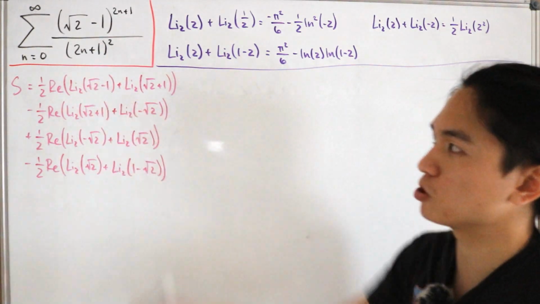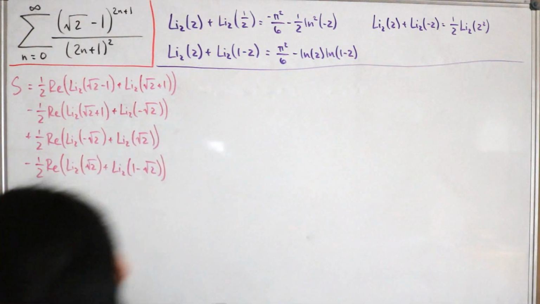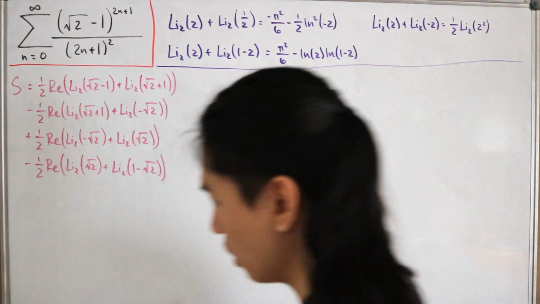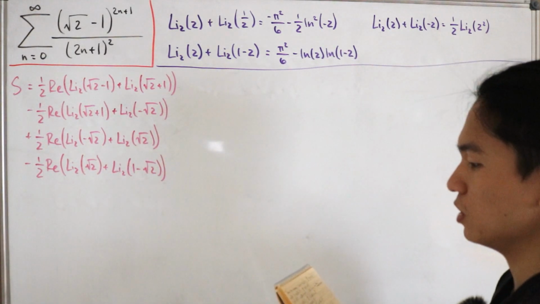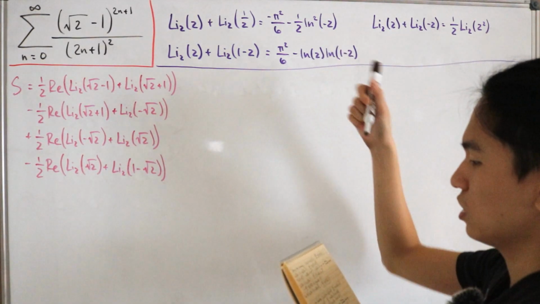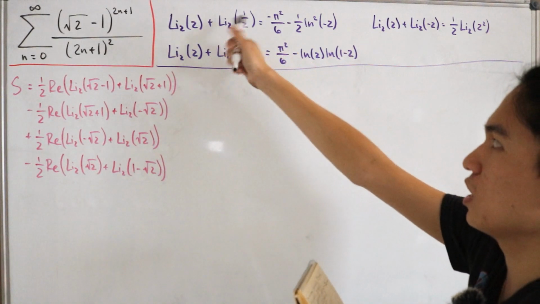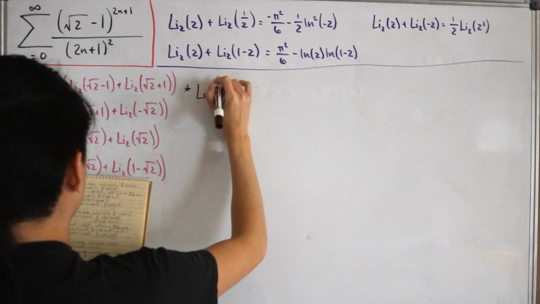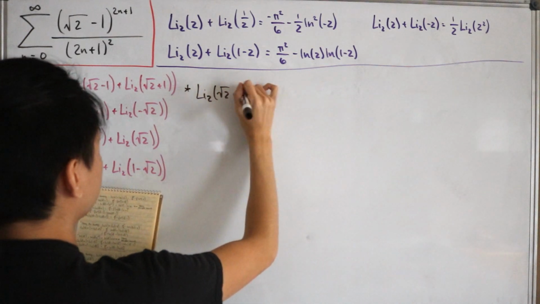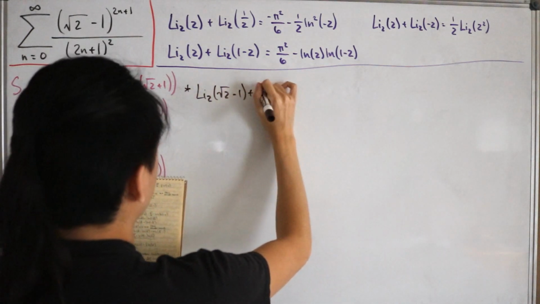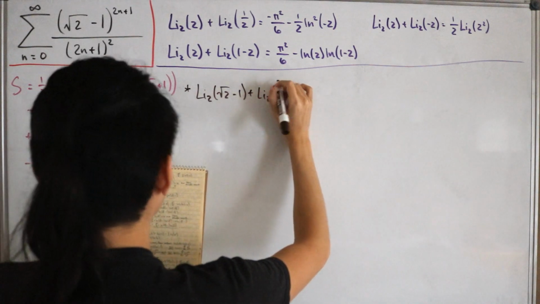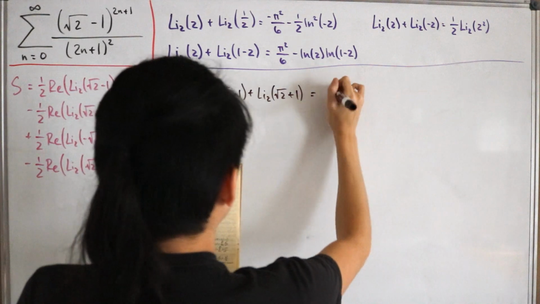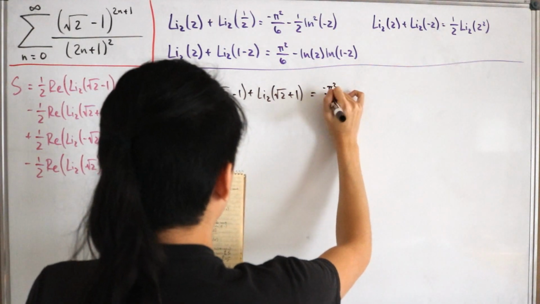So let's start off with the first one, the dilogarithm of the square root of 2 minus 1 plus the dilogarithm of the square root of 2 plus 1. What we'll be using is the first identity listed, z with argument of 1 over z. So therefore, the dilogarithm of the square root of 2 minus 1, added with the dilogarithm of the square root of 2 plus 1, will yield us negative pi squared divided by 6.